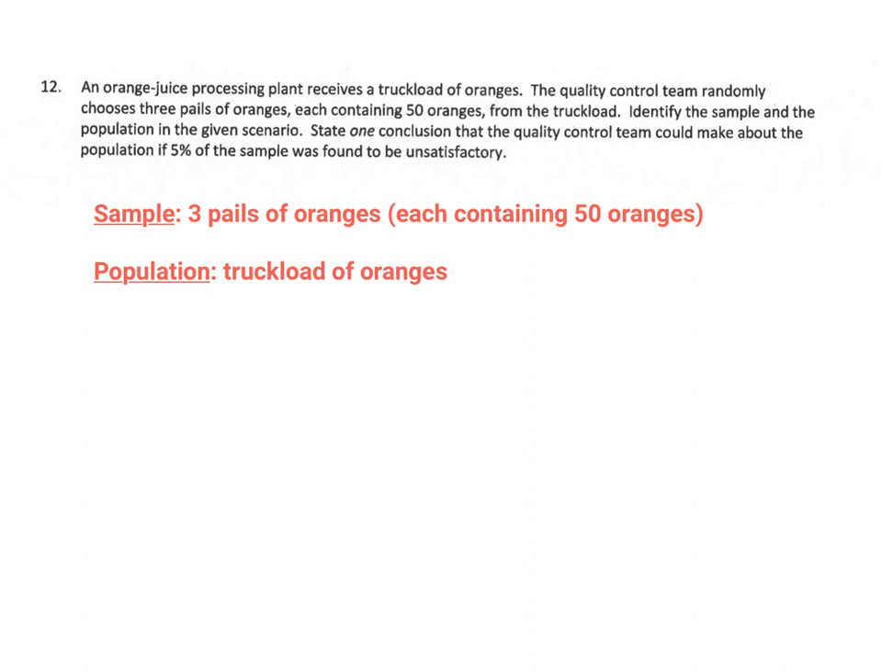Okay, so now let's keep reading further. It says, state one conclusion that the quality control team could make about the population if 5% of the sample was found to be unsatisfactory. Okay, so just think about that for a minute. Think about one conclusion that they could make. And write it down, and then you can hit play and see how you did.